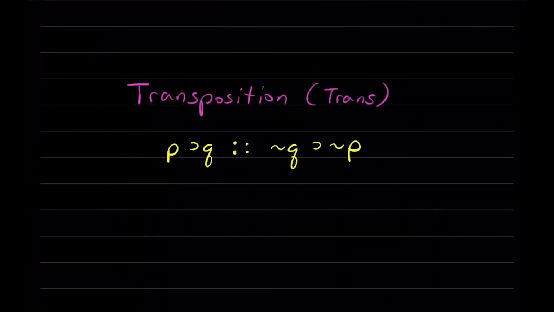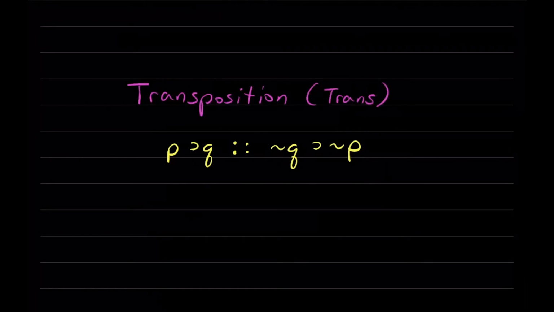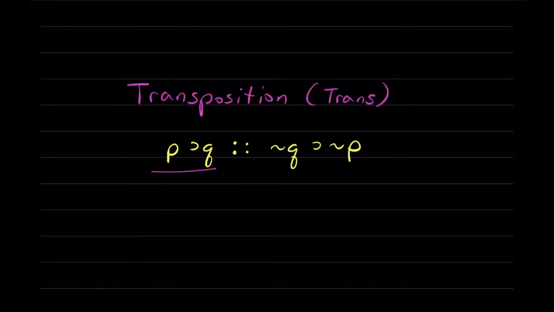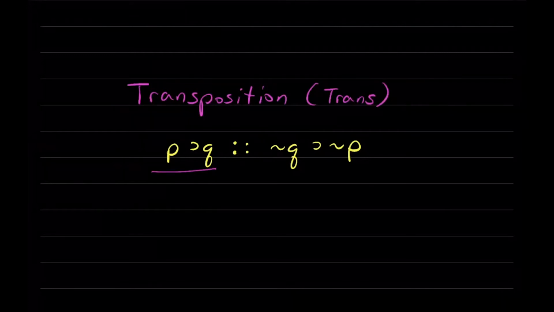The first of the new rules of replacement is transposition, abbreviated TRANS. This is a fairly easy rule to understand. In fact, it sort of mirrors the internal reasoning of the modus tollens rule. If you have a conditional like P implies Q, that's equivalent to not Q implies not P. And I think you can see why this is similar to modus tollens. In modus tollens, if you have a conditional P implies Q, and you have the negation not Q, you know you can get not P. That's exactly what's going on here.